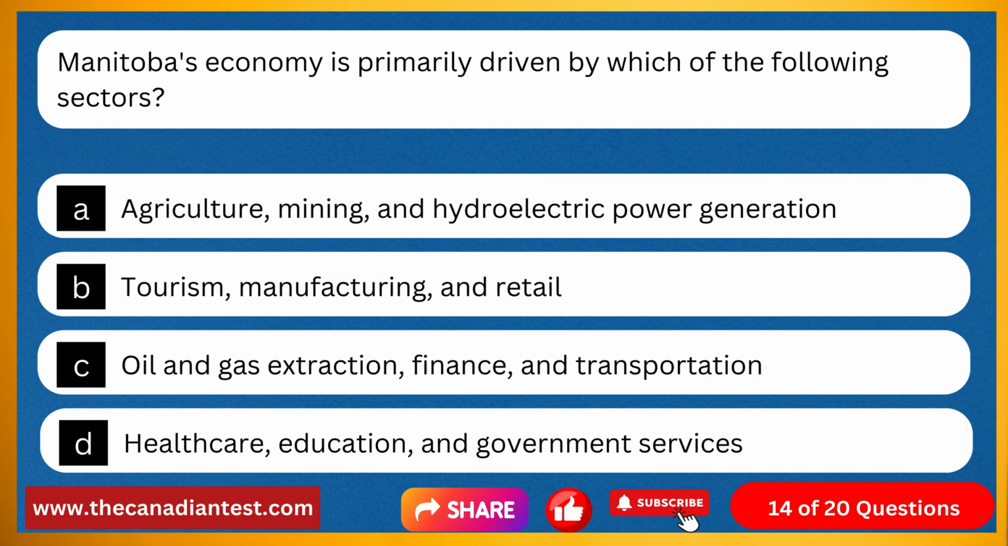Question 14. Manitoba's economy is primarily driven by which of the following sectors? Option A, agriculture, mining, and hydroelectric power generation. Option B, tourism, manufacturing, and retail. Option C, oil and gas extraction, finance, and transportation. Option D, healthcare, education, and government services.